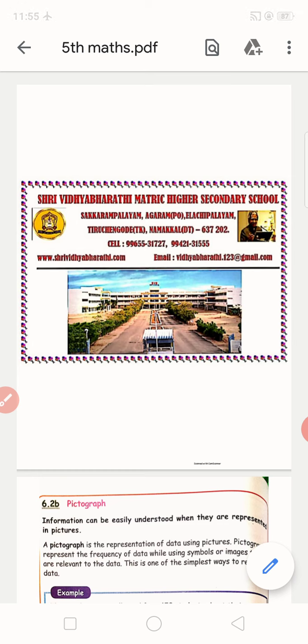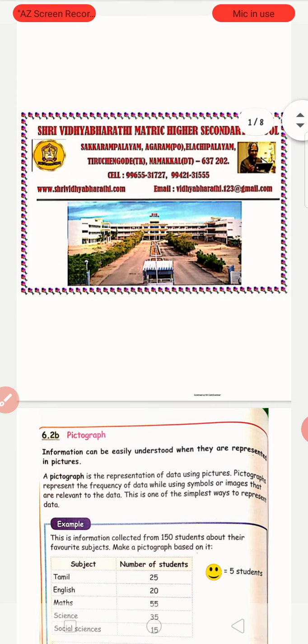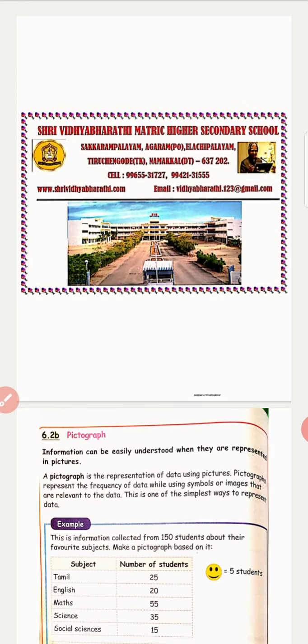In the previous class, we saw information processing in Sudoku. Do you understand the topic? Okay, good. Today we are going to see the next topic: pictograph, tally mark and bar graph. So today we have to see three topics.